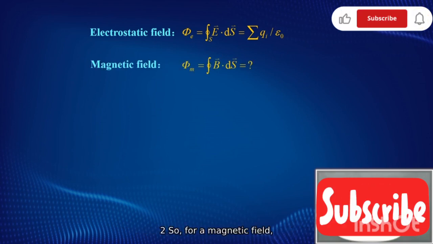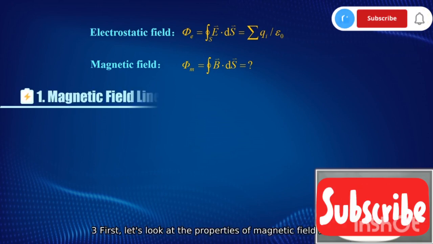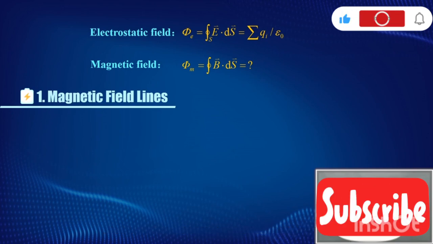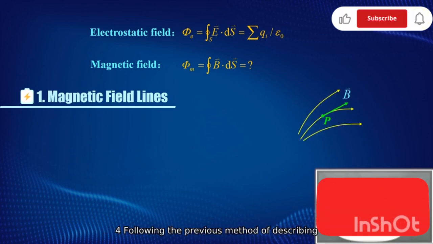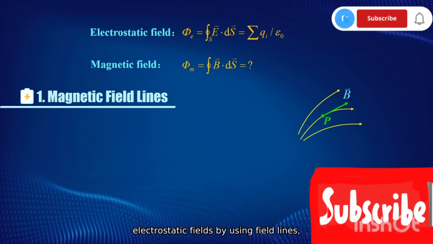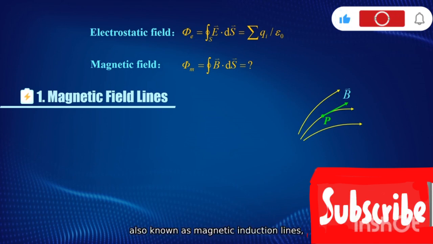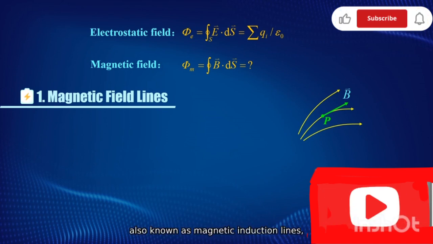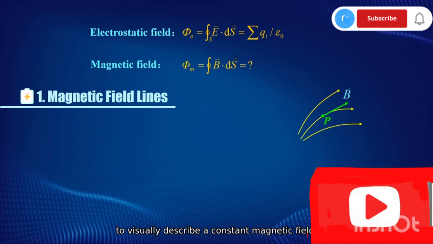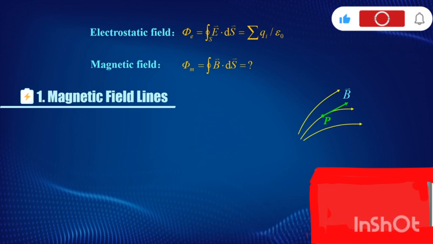So, for the magnetic field, what's the nature of its flux? First, let's look at the properties of the magnetic field lines. Following the previous method of describing electrostatic fields by using field lines, we can introduce magnetic field lines, also known as magnetic induction lines, to visually describe a constant magnetic field. This concept was created by Faraday.